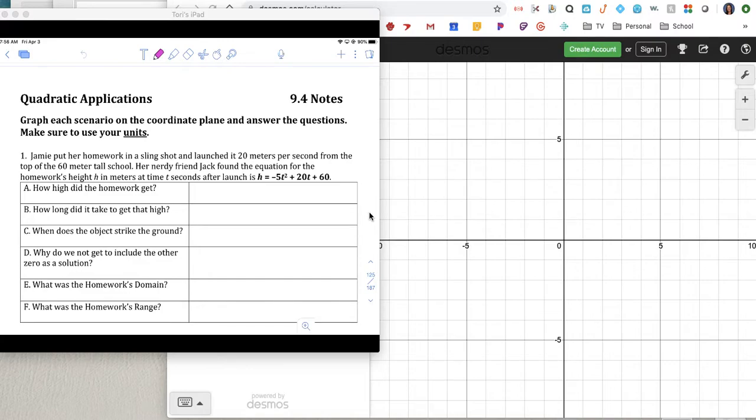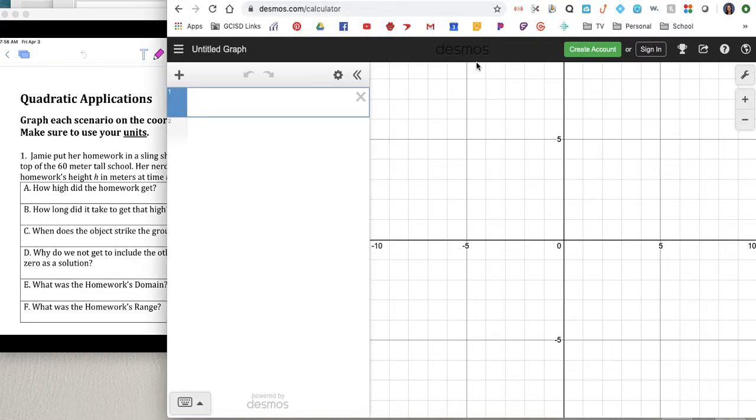Hey guys, I'm here with the notes for 9.4, but this time I'm going to be doing them and teaching them with Desmos instead of the home calculator, basically. Okay, so first thing that you're going to want to do is open up desmos.com, the calculator, and you're going to want to get your pieces set up.